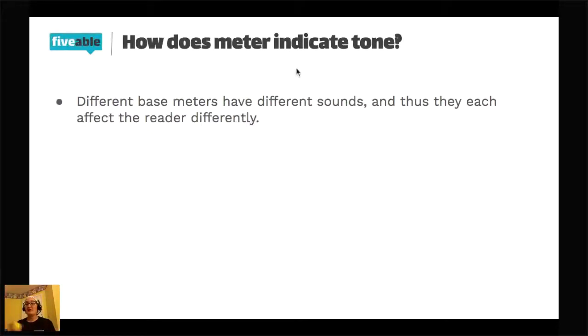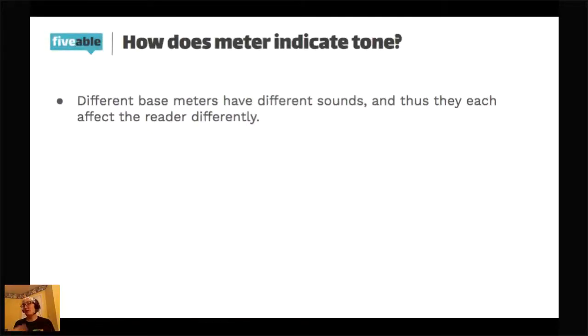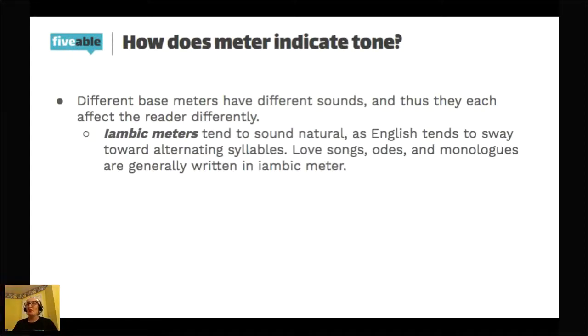So different base meters have different sounds, and so they affect the reader differently. You notice iambic meter, which is the most common one you're going to see, especially in older English stuff like Shakespeare, anyone who's a contemporary of Shakespeare, and a lot of stuff written today too. They tend to sound natural because it is pretty widely agreed that English tends to sway towards alternating syllables, and most of the time we speak in iambs, which is kind of cool if you think about it.